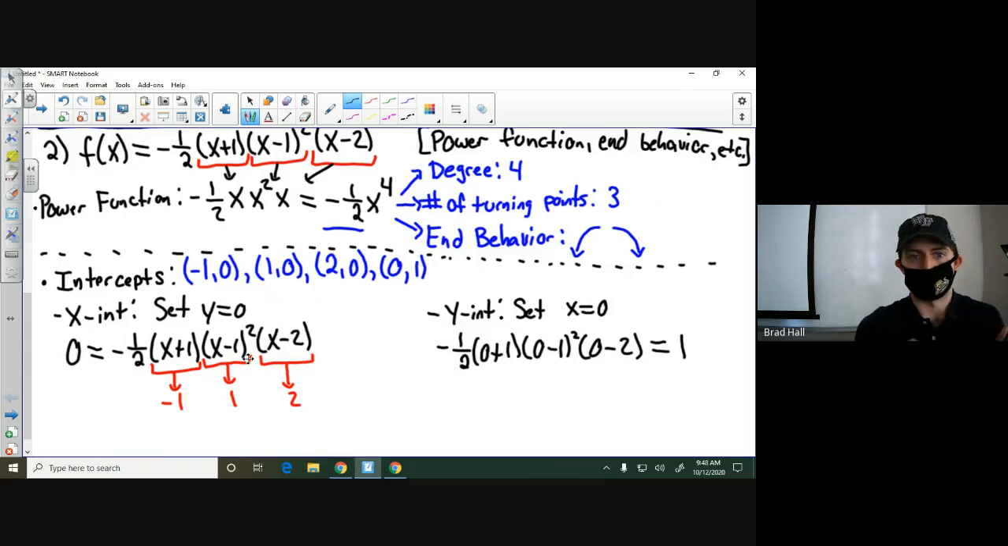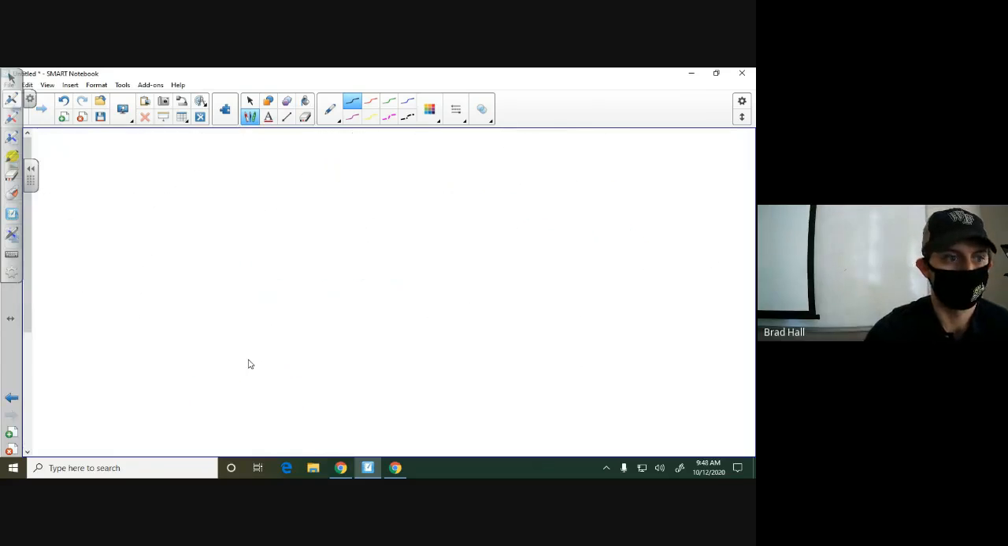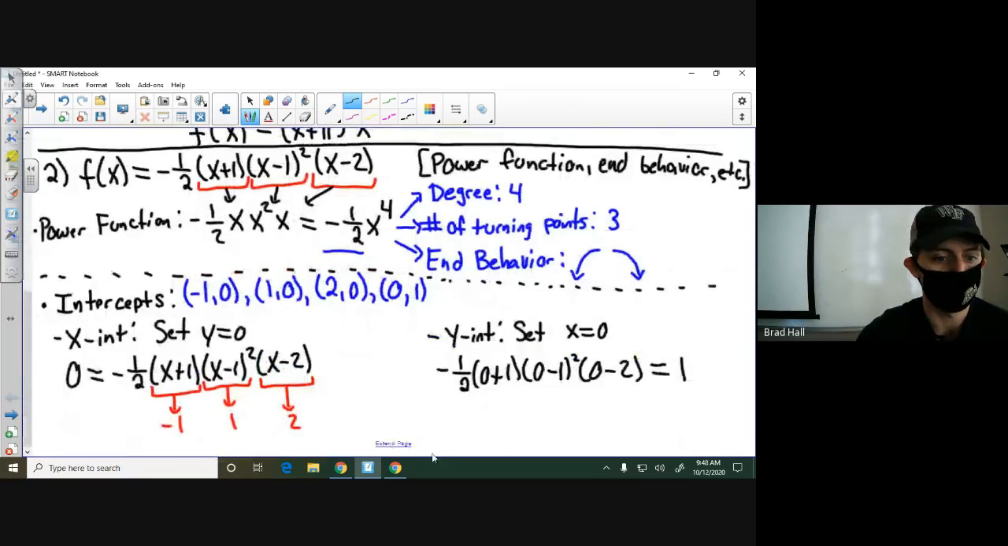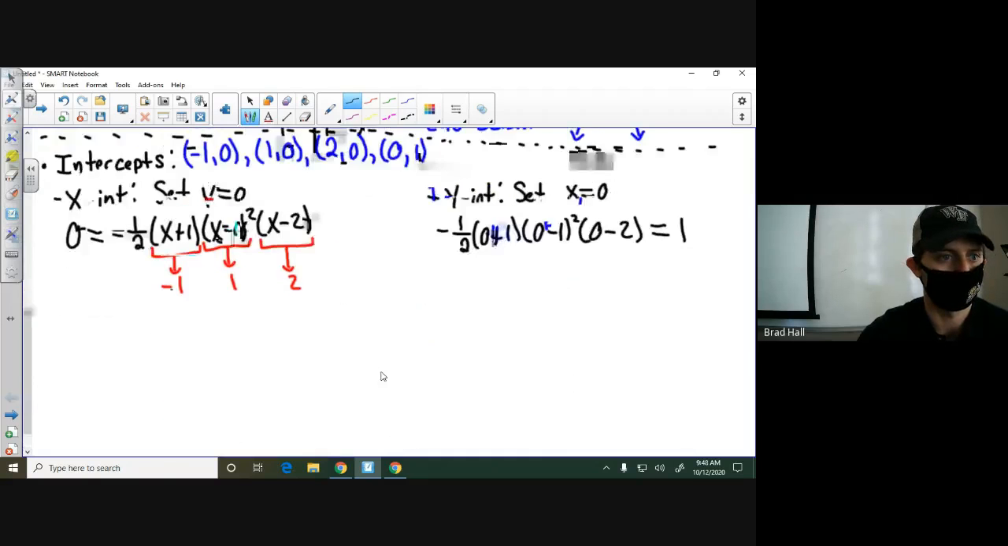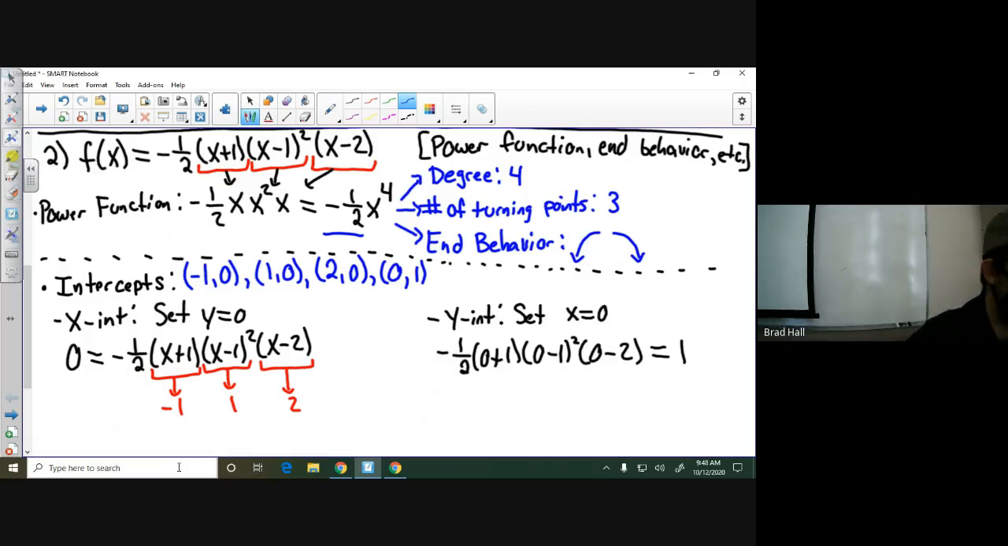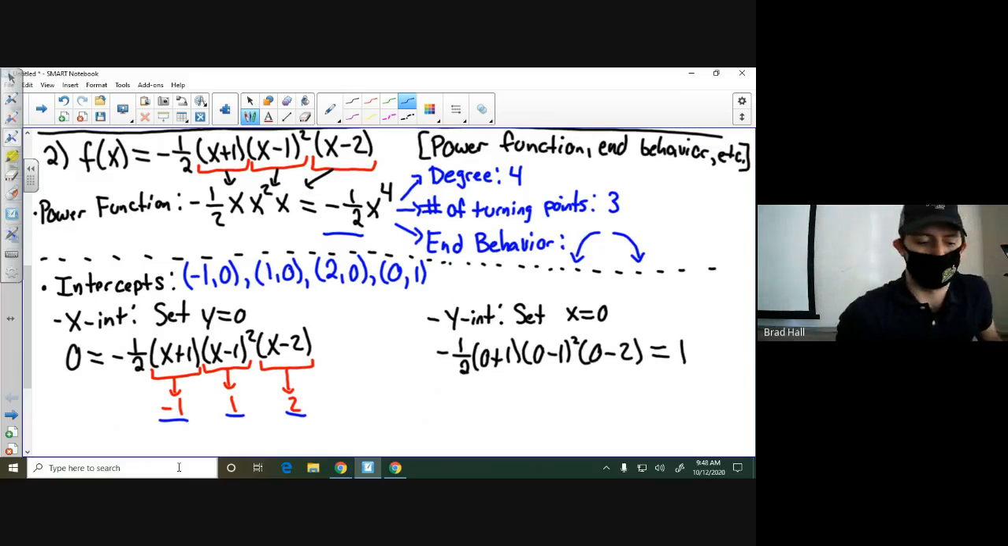So we have the power function, we have the intercepts. Finally, all we need is the behavior near each x-intercept. Sorry. The behavior near each x-intercept. So remember, we found 3 x-intercepts. Here, here, and here. We found 3 x-intercepts. And what the problem says is we want to figure out the behavior near each x-intercept.